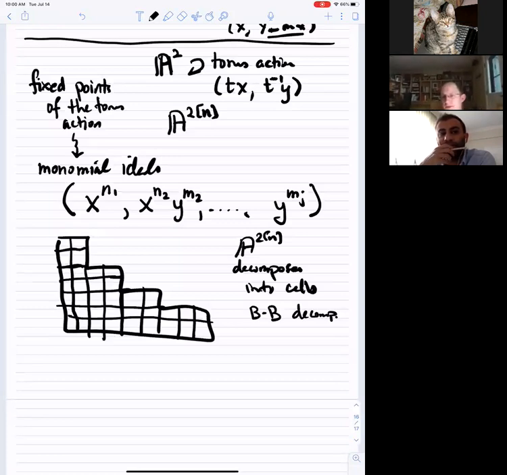These were the original ways that people computed the Betti numbers and such for P2N and A2N. That was the work of Ellingsrud and Strømme, and some of the early work.